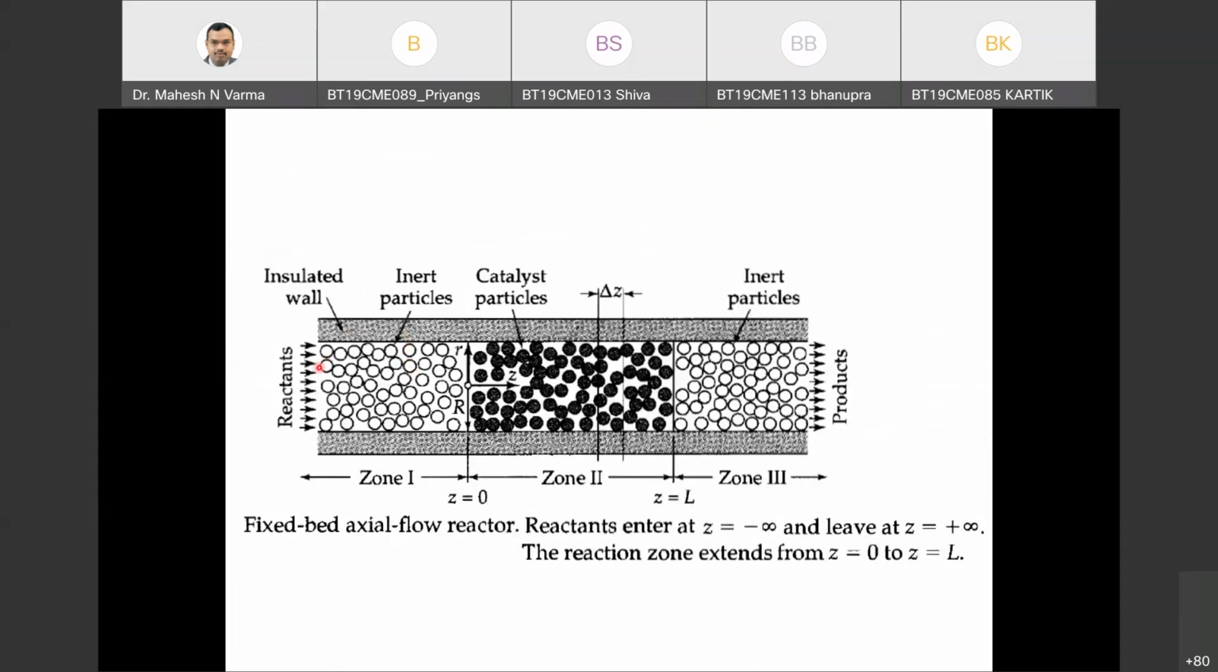So this is a tubular reactor of radius R. This is the radius R, this is the diameter, and this is the wall of the reactor, and it is divided into 3 regions. This is zone 1, zone 2 and zone 3, and -infinity is here and +infinity is here. Here Z equals 0, here Z equals L.